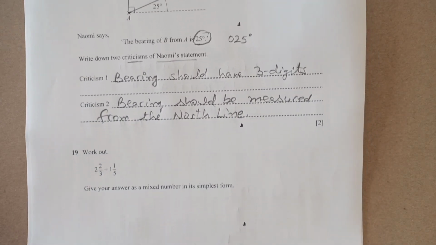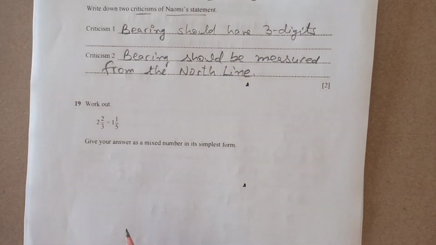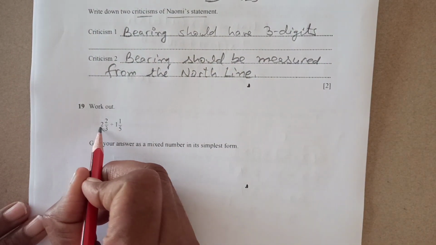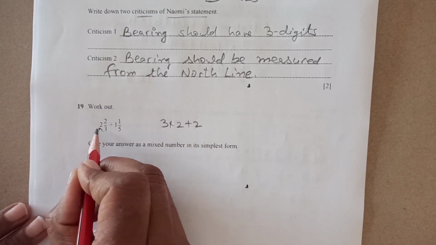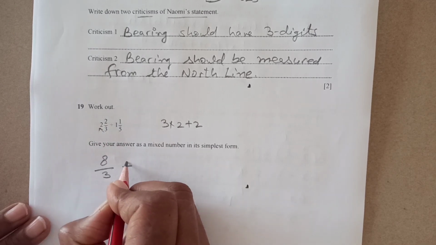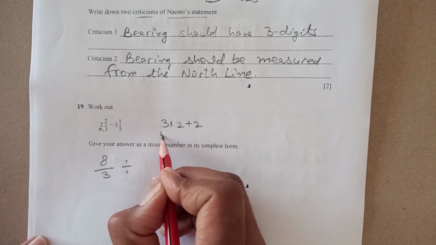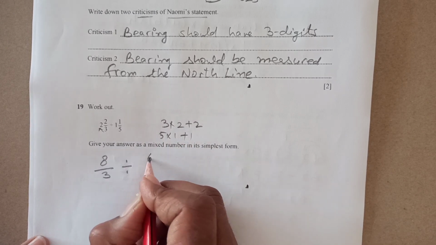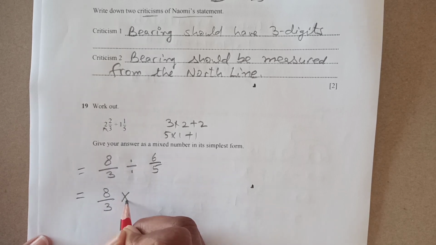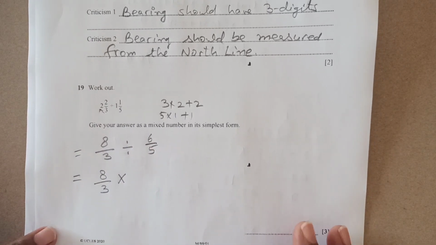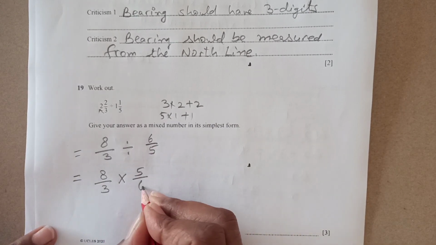Right. Now number 19, workout. We are given this 2 and 2 over 3 mixed fraction divided by 1 and 1 over 5. So when you break it up, it's going to be 3 times 2 plus 2. 3 times 2 is 6, 6 plus 2 is 8 over 3, divided by, similarly, 5 times 1 plus 1, this is 6 over 5. Now we have a division sign here, so we are going to make it multiply and swap these numbers, take the reciprocal, 5 over 6.